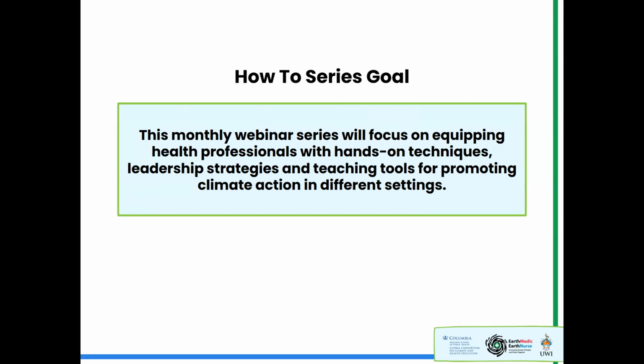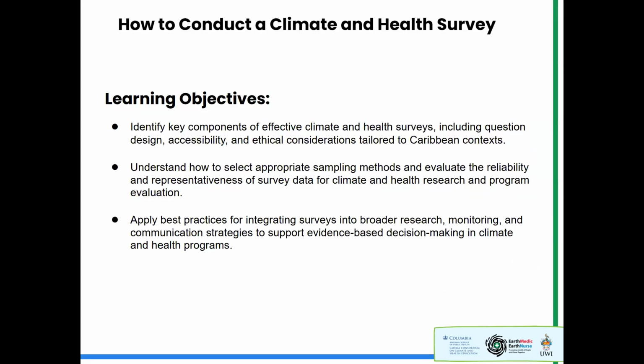As I said, today we're looking at how to conduct a climate and health survey. These are the key objectives. Broadly, we're going to be looking at that research process, conducting a survey, as well as communication strategies that you can develop using surveys and then integrating surveys into monitoring and evaluation.